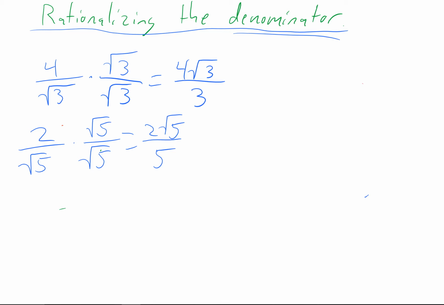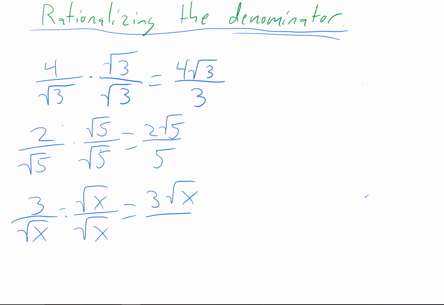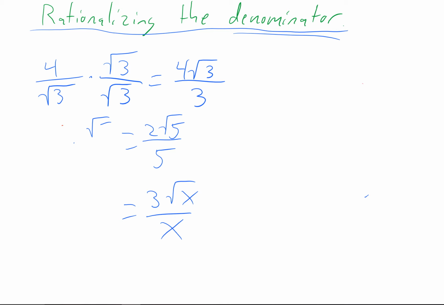So we can have like 3 over the square root of x even, just because. Square root of x, square root of x, 3 root x over x. I'm not worried about all the other numbers and stuff going on. We used the properties to make it work for us. Let's try a few others, just to get more examples, right?